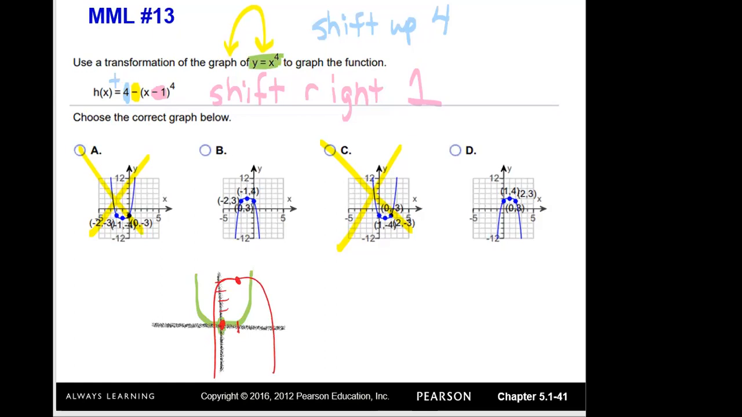So that would be choice D, because this is in quadrant one, which is where this one is. It's at 1, 4. You can see the point right there, 1, 4. This one's at negative 1, 4, which is in quadrant two. So that was my thought process on that one. So it's D, that was easy.